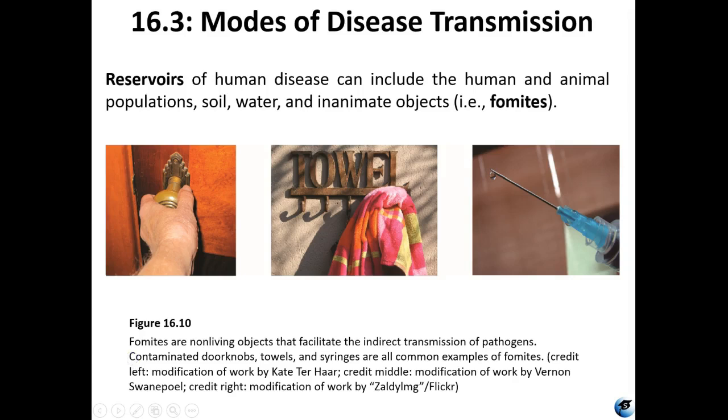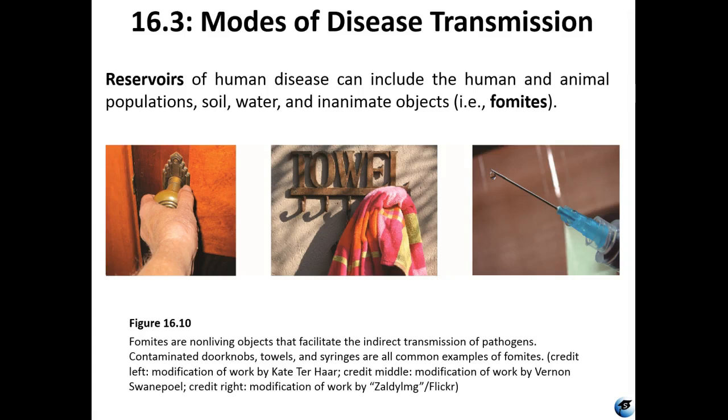So section 16.3 is talking about modes of disease transmission. Figure 16.10 is giving some examples of very common reservoirs of diseases, including human, animal population, soil, water, and inanimate objects. So here we've got a very common reservoir for pathogens: doorknobs, door handles. Then of course we've got towels, washcloths, sponges.